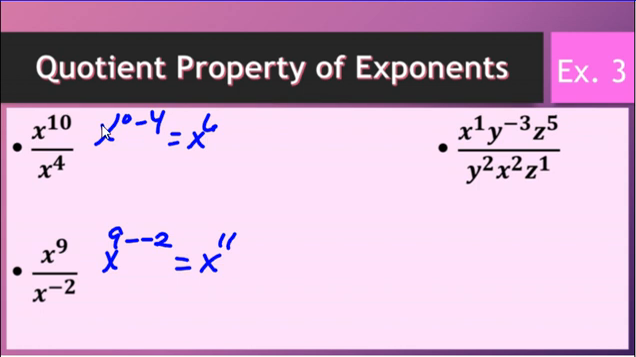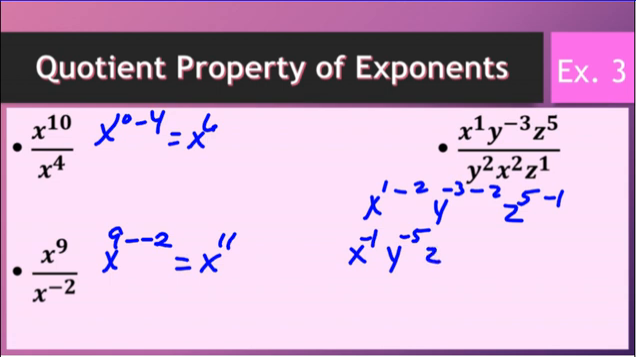And the final one on this slide, we have x to the 1st minus 2, y to the negative 3rd minus 2, and z to the 5th minus 1. Simplify it, I have x to the negative 1, y to the negative 5th, z to the 4th. To remove my negatives, I need to have the bases flipped. So I have x in the denominator, y to the 5th in the denominator, z to the 4th stays in the numerator.